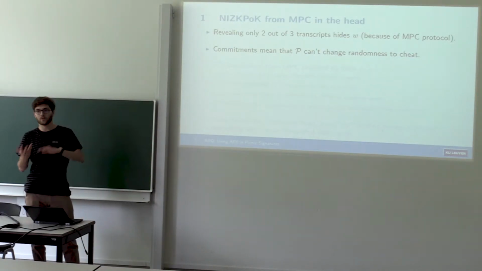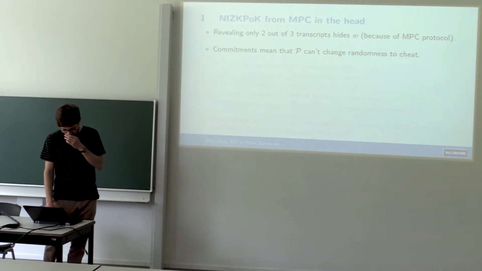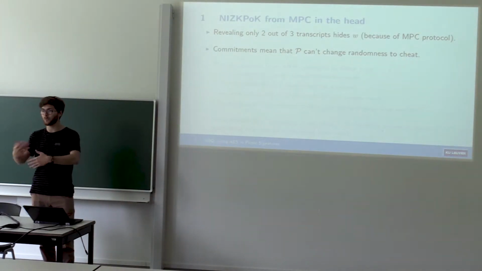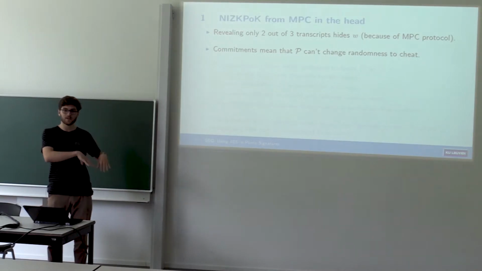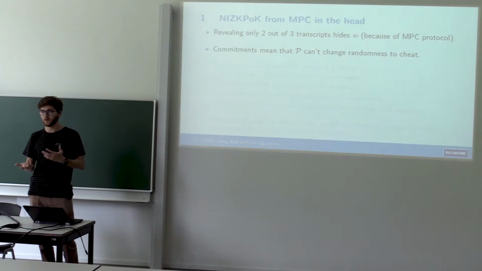Revealing only 2 out of the 3 transcripts is going to hide the witness, because you saw it was split into 3 pieces. And also the commitments mean that the prover cannot change the randomness during the protocol to cheat, because if the messages don't match up with the randomness that was committed to at the beginning, the verifier is going to know what's up.